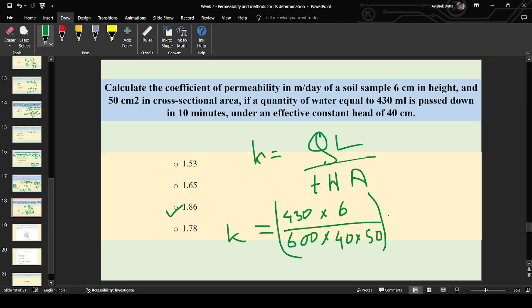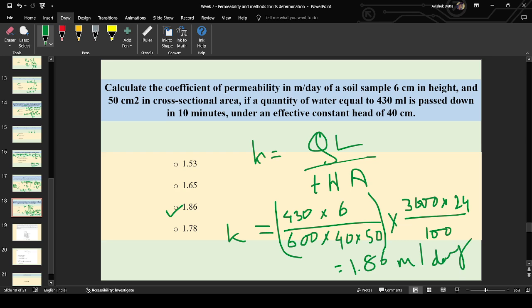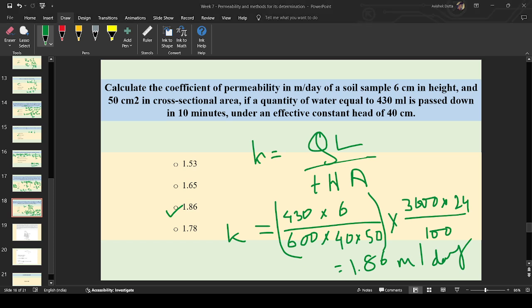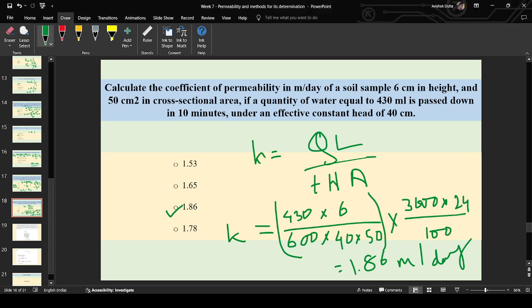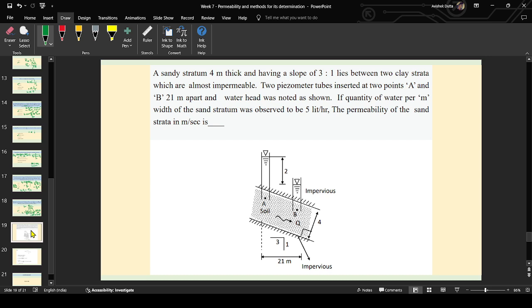Now this entire thing is in centimeter per second. So convert centimeter to meter, and below it is second, convert second to days. You get approximately 1.86 meter per day. Yes. Okay, the last question was this one. Have you solved this?